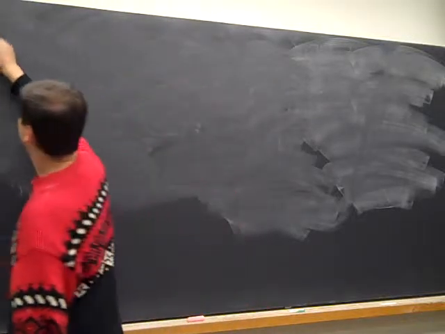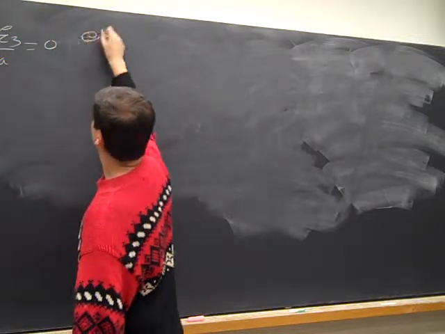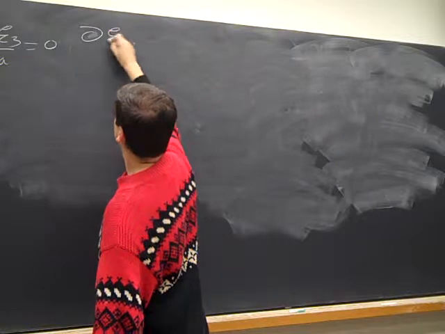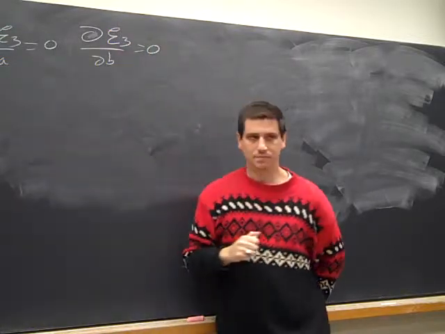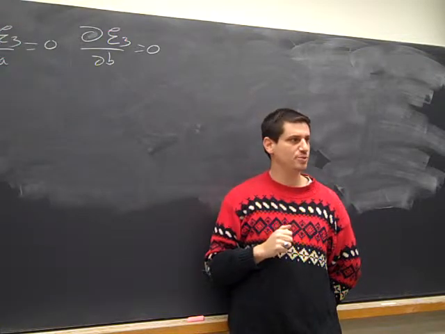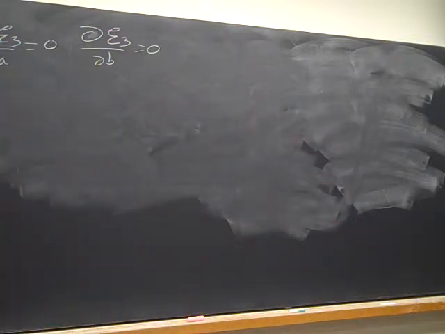So we want to say partial E3 partial A equals 0, partial E3 partial B equals 0. So we're taking the derivatives with respect to A and B. Everything I'm going to do now is in the notes I've posted online on the method of least squares. So if you don't want to write the algebra, by all means, just follow what's going on. There is a lot of algebra.